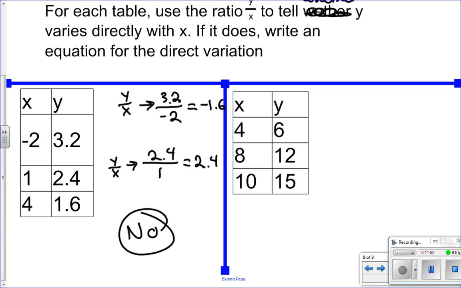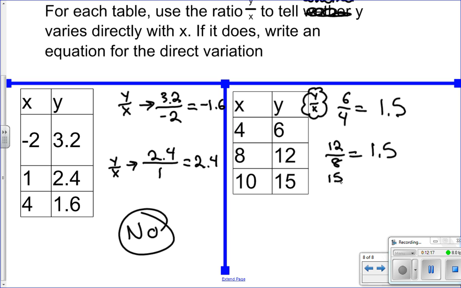So remember, you have to go through the entire table to make sure it works for all the points. So let's check it out. 6 over 4, because my ratio is y to x. So 6 over 4 comes out to about 1.5. 12 over 8, if I simplify that, comes out to about 1.5. And then 15 over 10 comes out to about 1.5. So the ratio y over x equals 1.5 for each data pair. So that means that y varies directly with x.